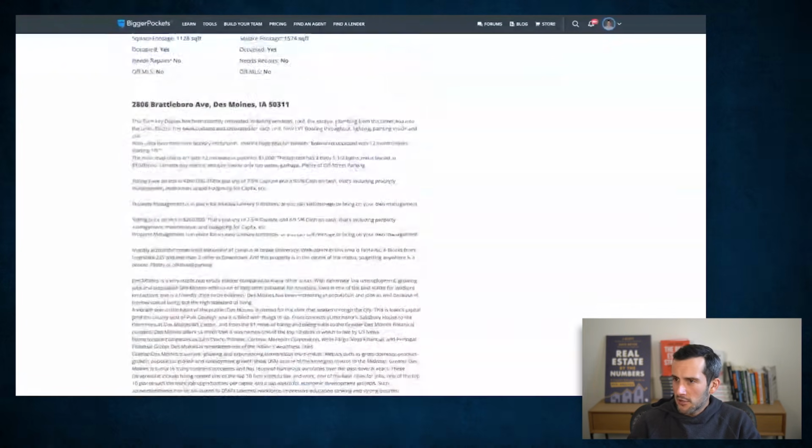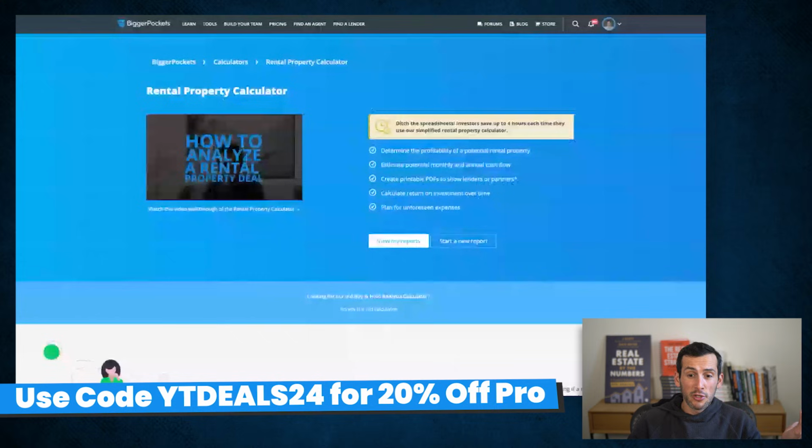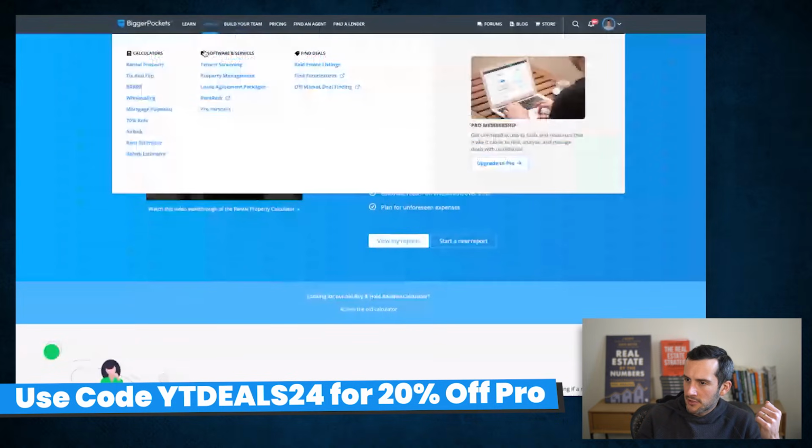So I liked all those things about it. The first step in analyzing this deal is just to go to the BiggerPockets rental calculators. If you want, you can follow along and do this with me. Just go to BiggerPockets.com, go to this tools thing right here and hit rental property.